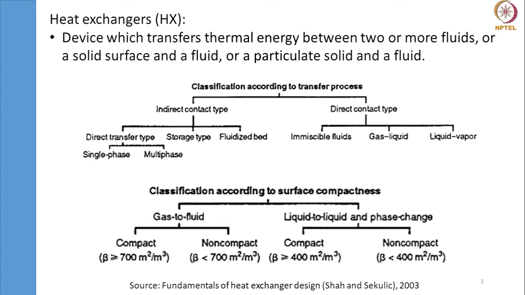So the other is called liquid to liquid, or where phase change happens. Based on this definition of beta, if the number is 400, then if beta is greater than 400, we call it a compact heat exchanger. In the case of liquid to liquid heat exchanger type or phase change type.